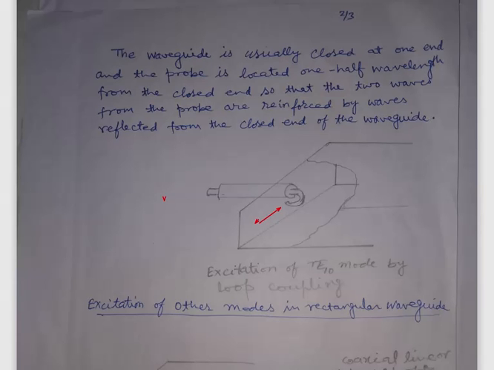So in the waveguide, usually one end is closed and the probe is located at 1/2 wavelength from the closed end, so that the two waves from the probe are reinforced by waves reflected from the closed end of the waveguide.